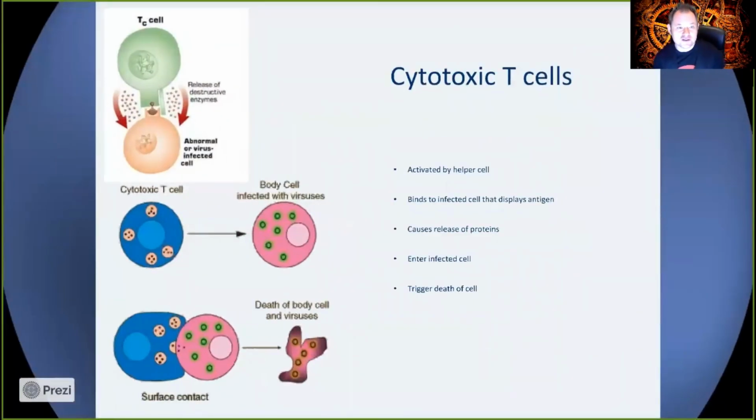So cytotoxic T cells. A cytotoxic T cell, when activated, will go and look for an infected cell. It will bind to it, if that cell has got the correct antigen, of course. And it will release a number of proteins which are toxic to the infected cell, causing the death of that cell.